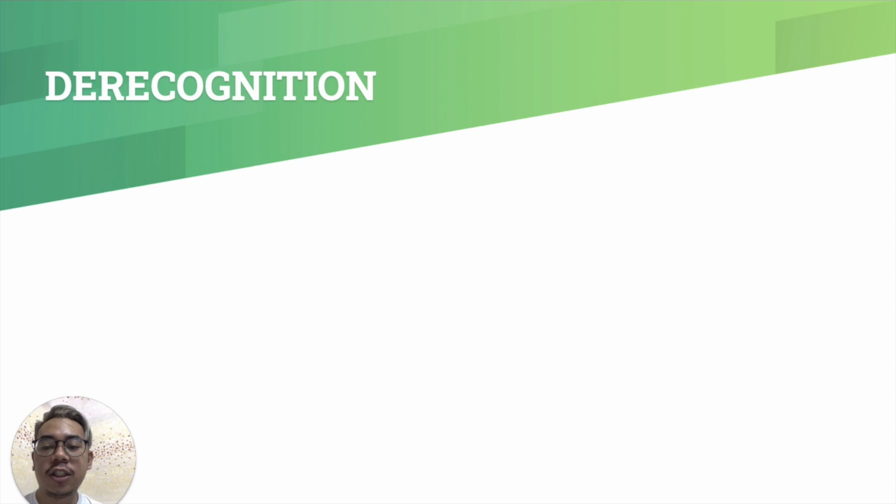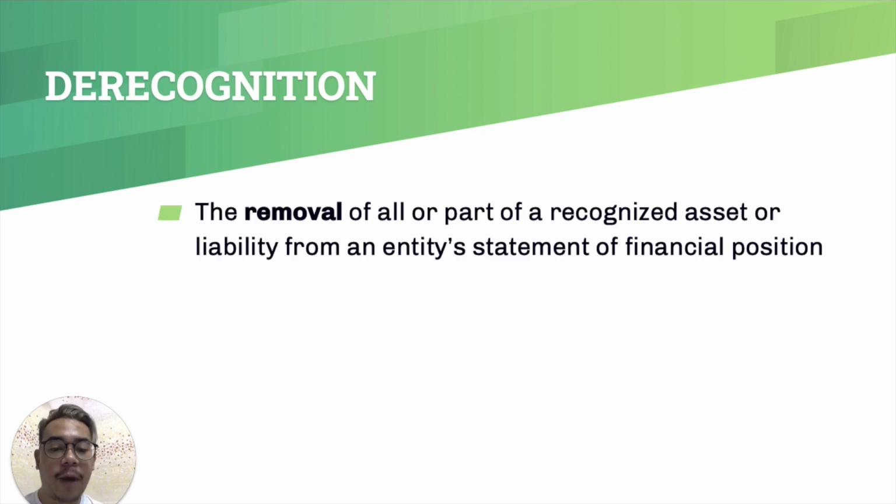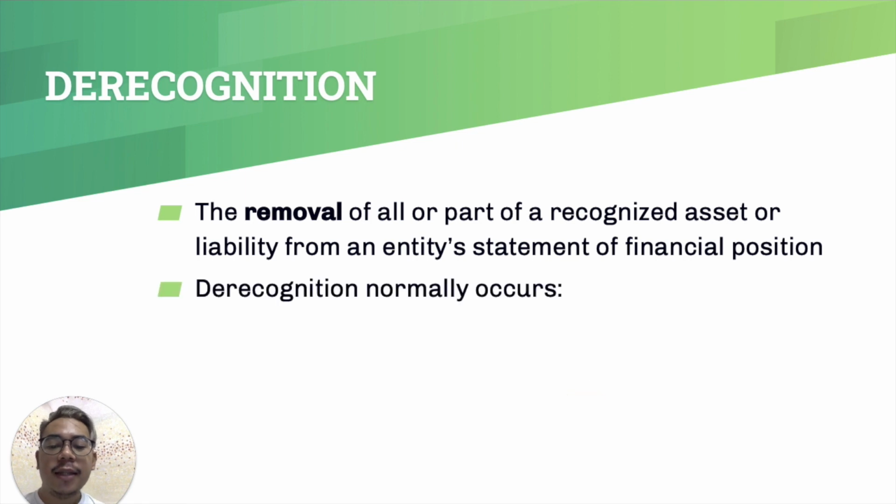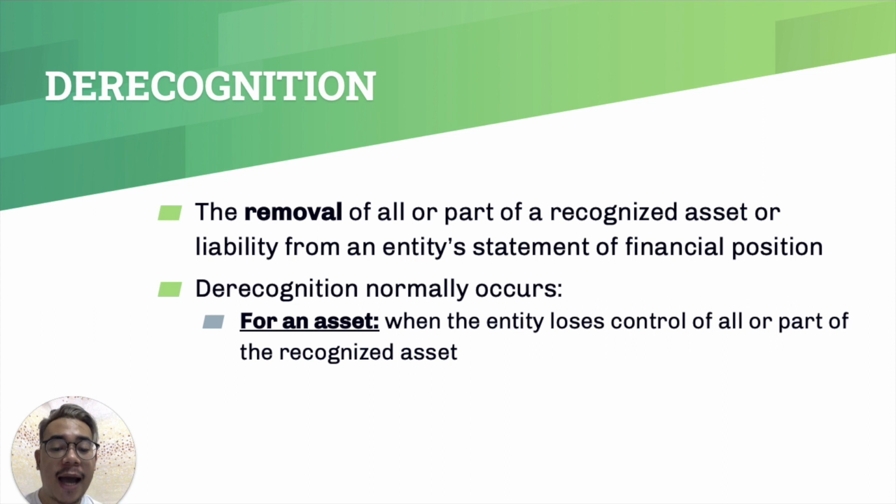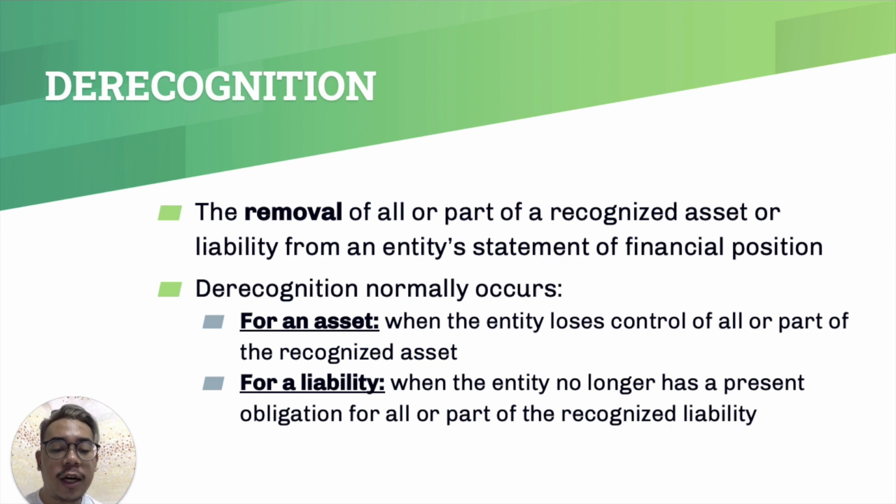On the other hand, derecognition is the removal of all or part of a recognized asset or liability from an entity's statement of financial position. So if recognition is the inclusion, yung removal naman is what we call derecognition. Normally, derecognition occurs when, number 1, for an asset, when the entity loses control of that asset. So when we lose control of the asset, we de-recognize it. Normally, we lose control kapag binebenta na natin or hindi na natin ginagamit. And for a liability, when the entity no longer has a present obligation, then we de-recognize that liability. So that's it for recognition and derecognition.